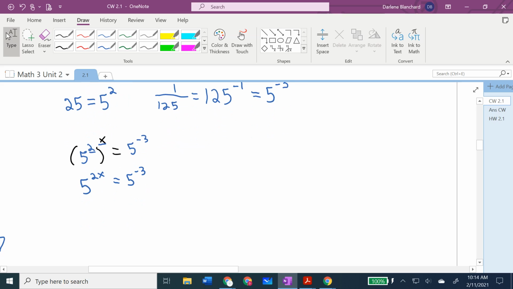And then, once I have exactly the same bases, I can let the bases cancel each other out as an operation. And when they cancel each other out, you're left with their exponents being equal. Divide by 2.